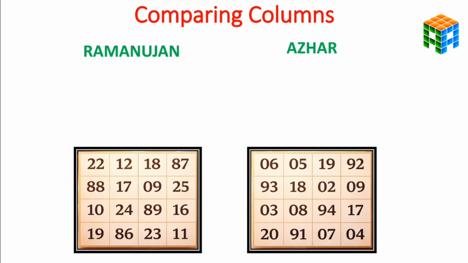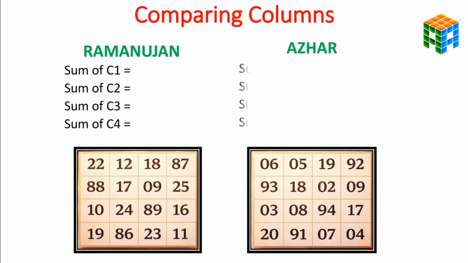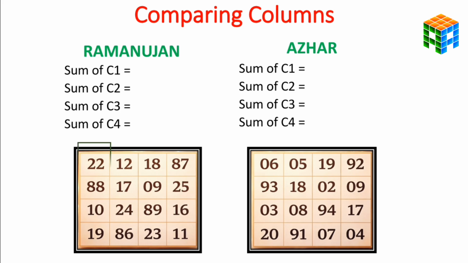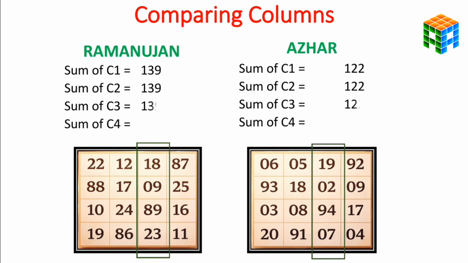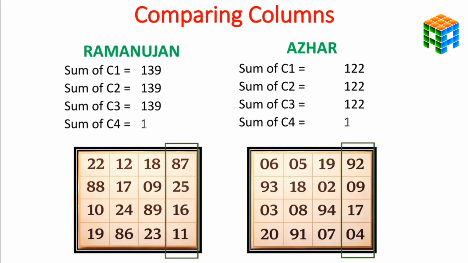Now let's compare the columns. Take the first column in the Ramanujan square. The sum is 139. Take the first column in my square, which is 122. Similarly, compare the second, third and fourth columns. We get exactly the same sum. Ramanujan square 139, my square 122.